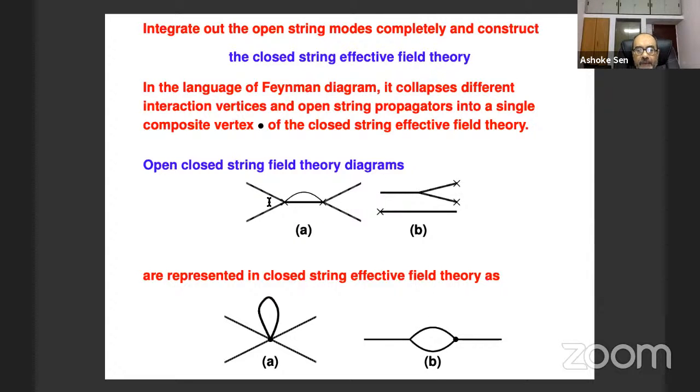So the intuition that you get for the cutting rules in the open closed string field theory is different from the actual cutting rules, which you'll be using in the closed string effective field theory.